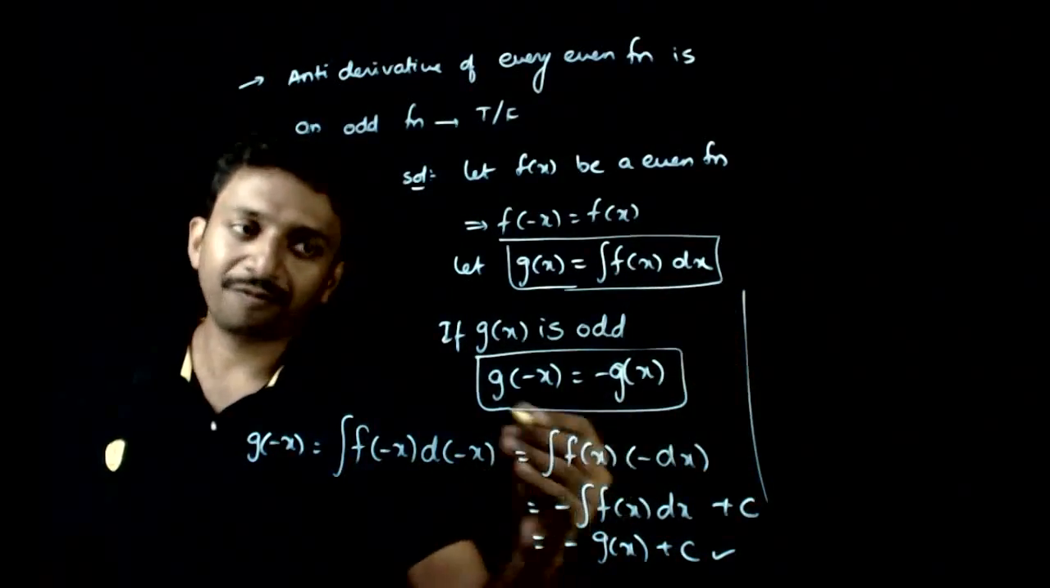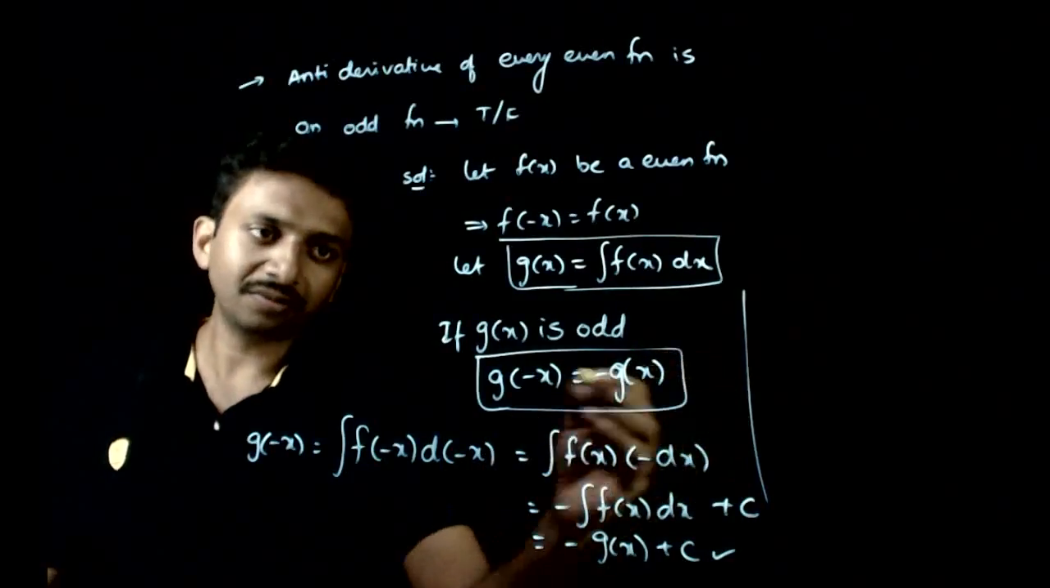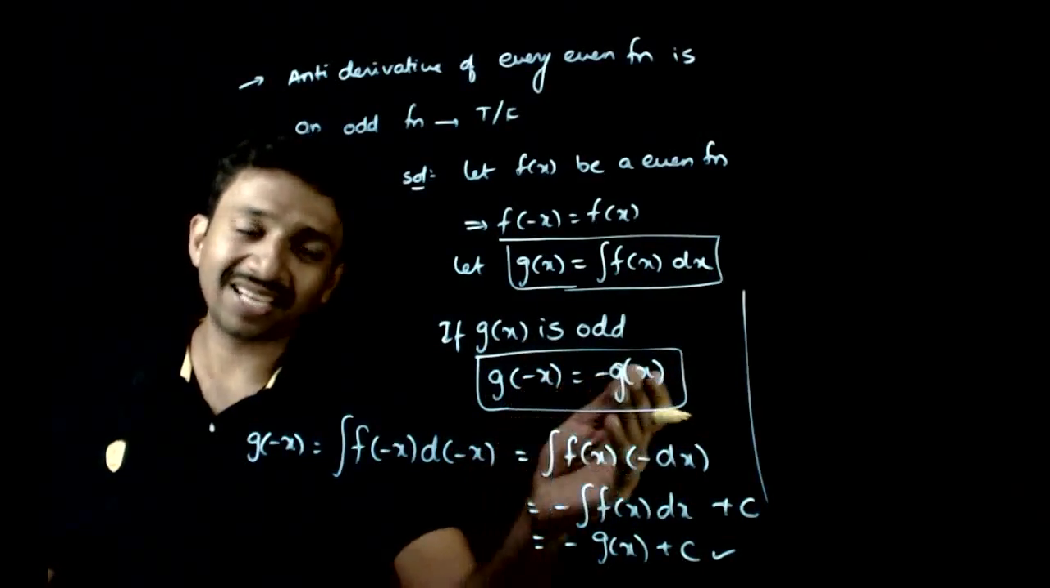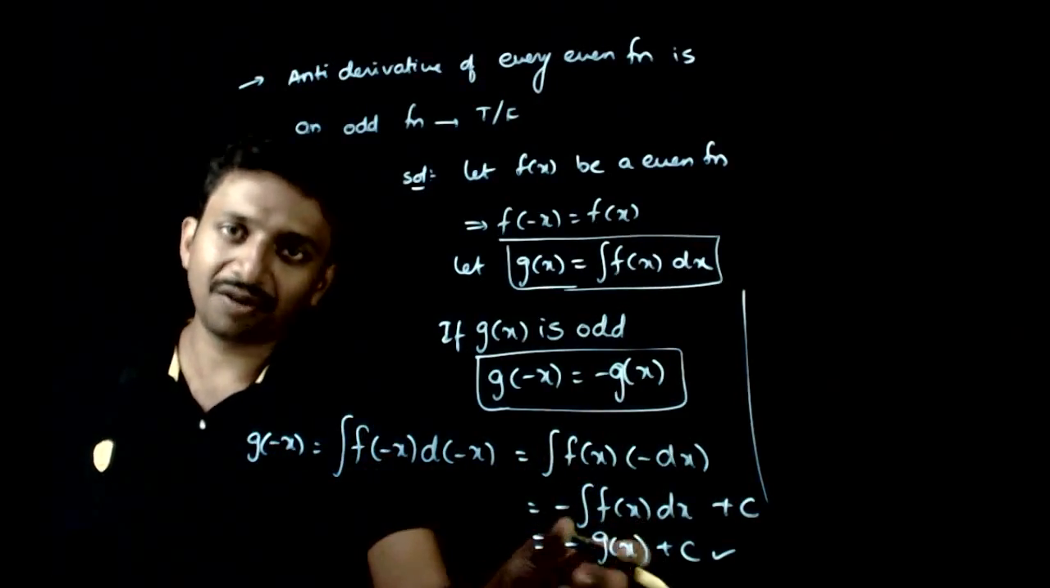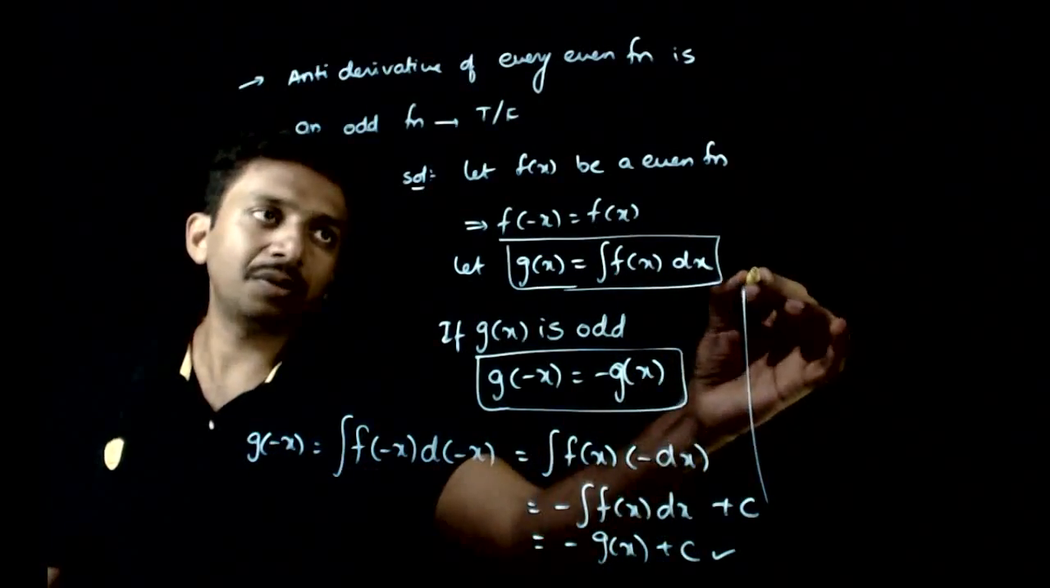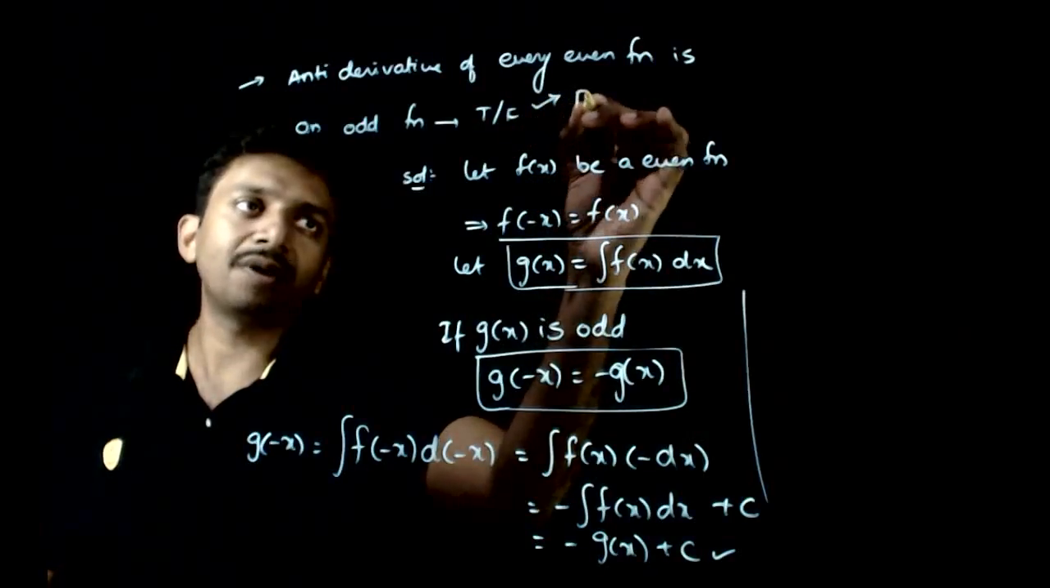So from the definition of an odd function, if g of x is odd, g of minus x should be exactly minus g of x, but g of minus x is minus g of x plus some constant. So this statement is false.